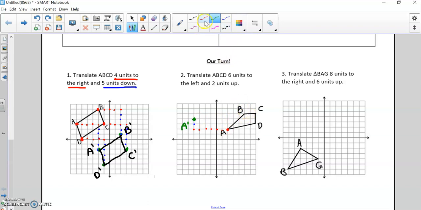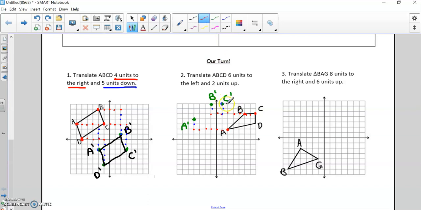Let's do another one. Point B, we're going to go 1, 2, 3, 4, 5, 6, and then 2 up. And because it's my new point B, I will call it B prime. As we continue here to point C, 1, 2, 3, 4, 5, 6, and then 1, 2 units up. Alright, we're getting there. One last point here, but first let's go ahead and label this one C prime.